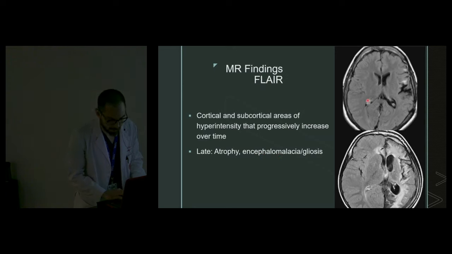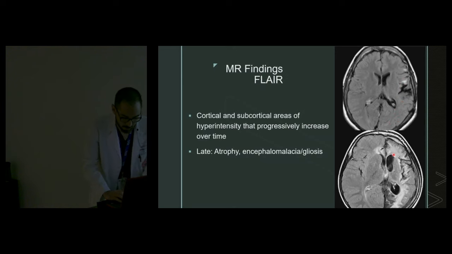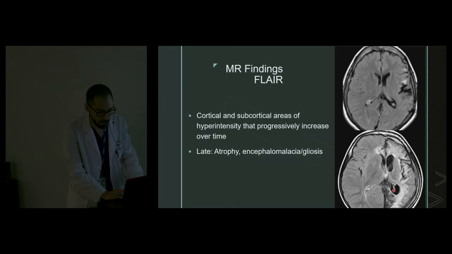On these two axial FLAIR images, we can see the prominence of the left perisylvian fissure due to the volume loss, and there is associated cortical gliosis in the frontal operculum. This axial FLAIR shows the left hemisphere atrophy as well, with gliosis, which is manifested as hyperintensity on FLAIR.